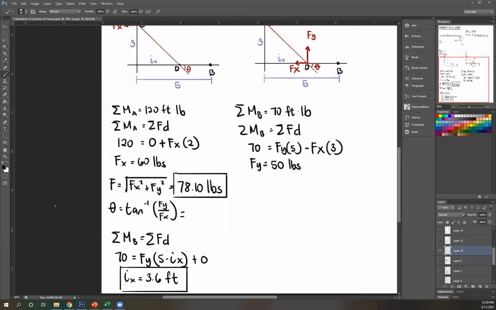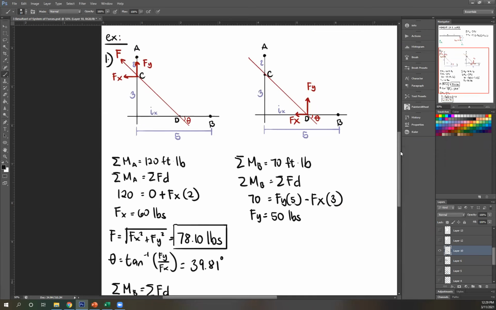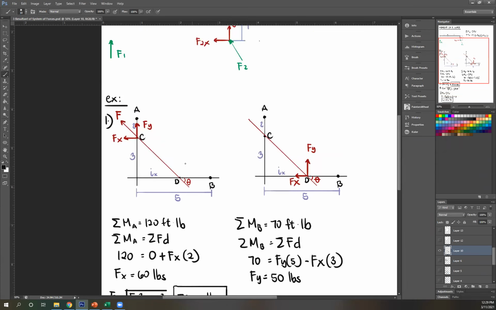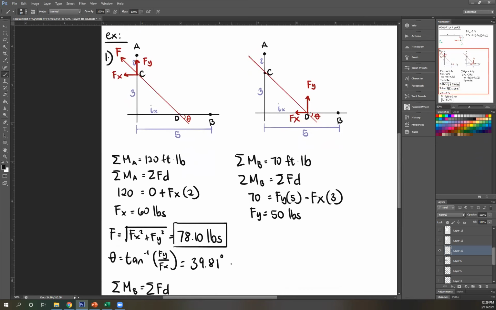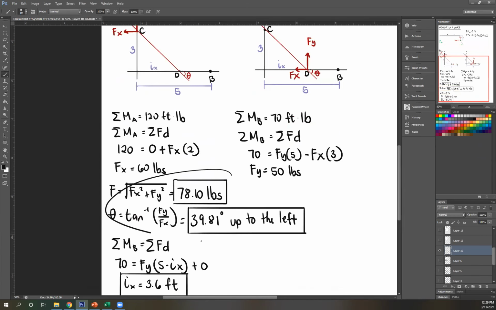Okay. So 39.81 degrees. And then the direction is upwards to the left. Just up to the left. Okay. So whenever looking for resultant R, or force F rather, the complete answer would be magnitude and direction.